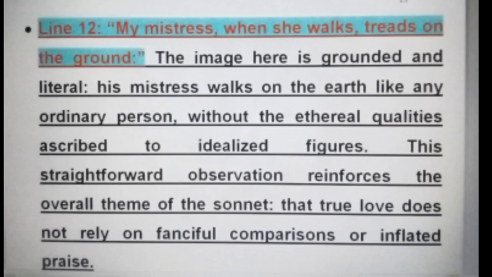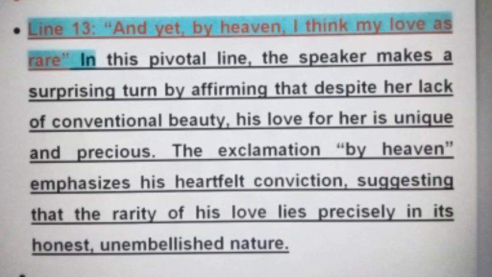Line 12. My mistress, when she walks, treads on the ground. The image here is grounded and literal. His mistress walks on the earth like any ordinary person, without the ethereal qualities ascribed to idealized figures. This straightforward observation reinforces the overall theme of the sonnet, that is, that a true lover does not rely on fanciful comparisons or inflated praise.